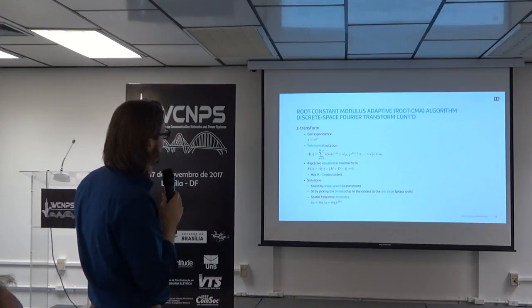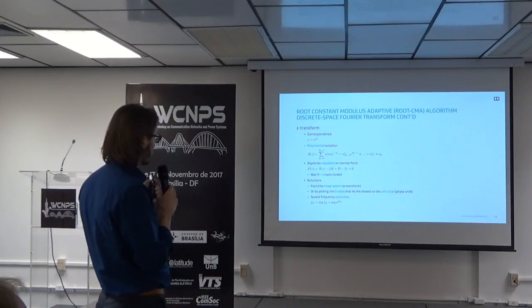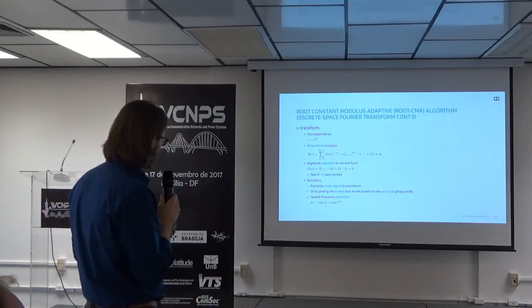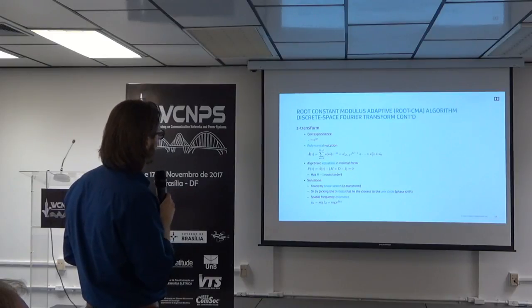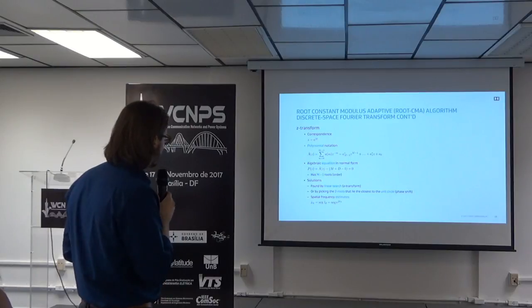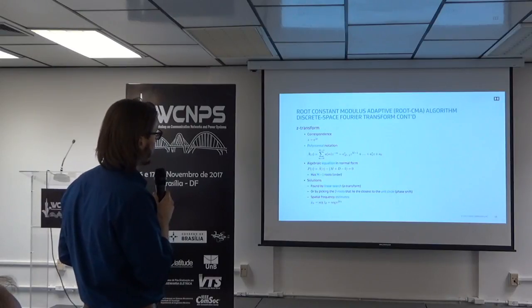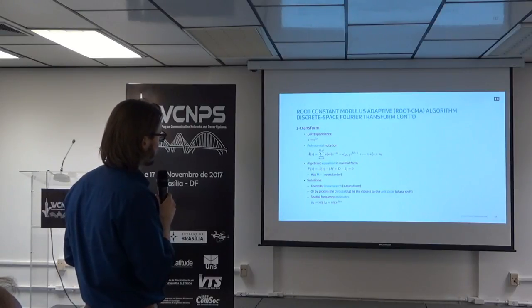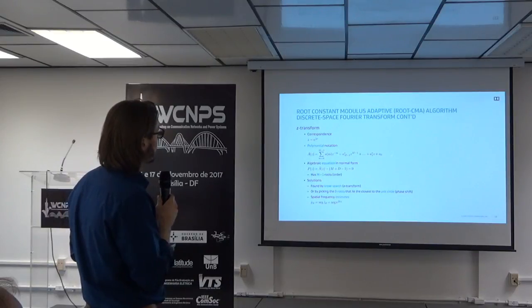So from the beam pattern, we need to get to the Z transform. This is what we do. The Z transform is very simple. It's just substituting Z by the exponential. And then you get a polynomial notation for the sum of the array responses, the array steering vectors. And this thing you can write as a polynomial here.